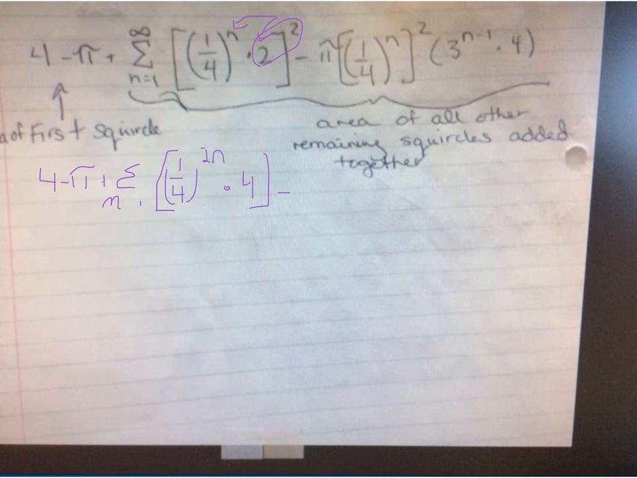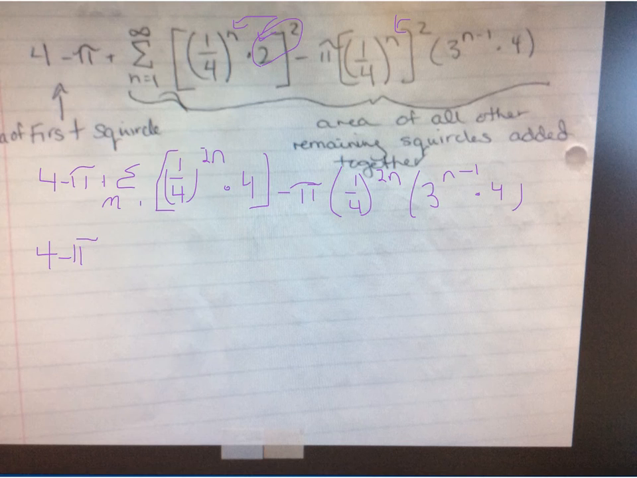And then pi times, again, 2 times n, so 1/4 to the 2n. And then times that by 3 to the n minus 1 times 4, okay? So if we have all that, then are we missing a pi here? I thought we took out a 4 minus pi, but maybe that was for the perimeter one? I can't remember. Okay, let's look and see what we have here.